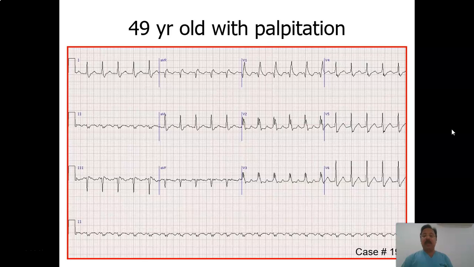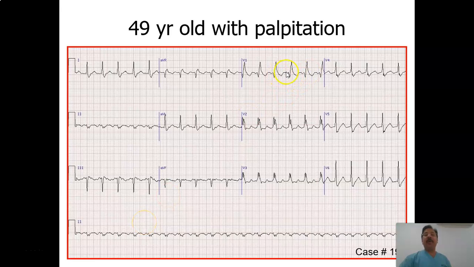Okay, so next, case number 19 is a 49-year-old with palpitation. So let's focus on the rhythm strip, rate and rhythm. It looks like a regular ECG, and the rate is approximately 150 beats per minute: 130, 140, 150. So it's tachycardia, definitely 140 beats per minute, and it's regular.